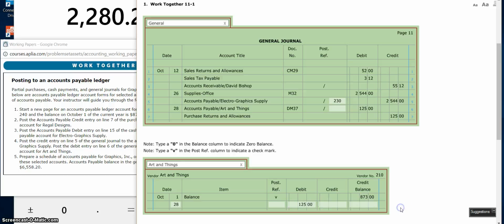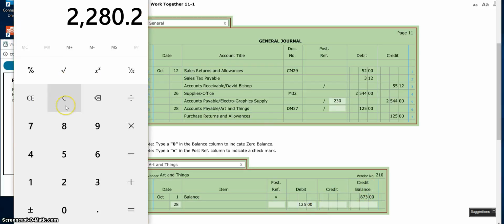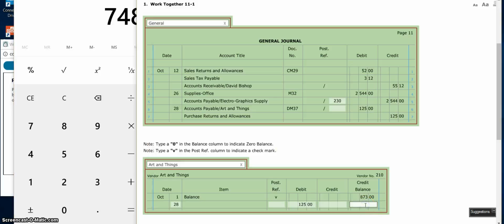Okay, so now we have to do the balance. We had a credit balance. Now we have a debit. Because we have a credit and a debit, we're going to subtract those. So on our calculator, 873 minus 125 is 748. The credit was bigger, so it goes in the credit column. And plus, that's the only choice we have. Okay, this came from our general journal number 11, so it's G11. And we posted it to account 210, so it goes back to 210.